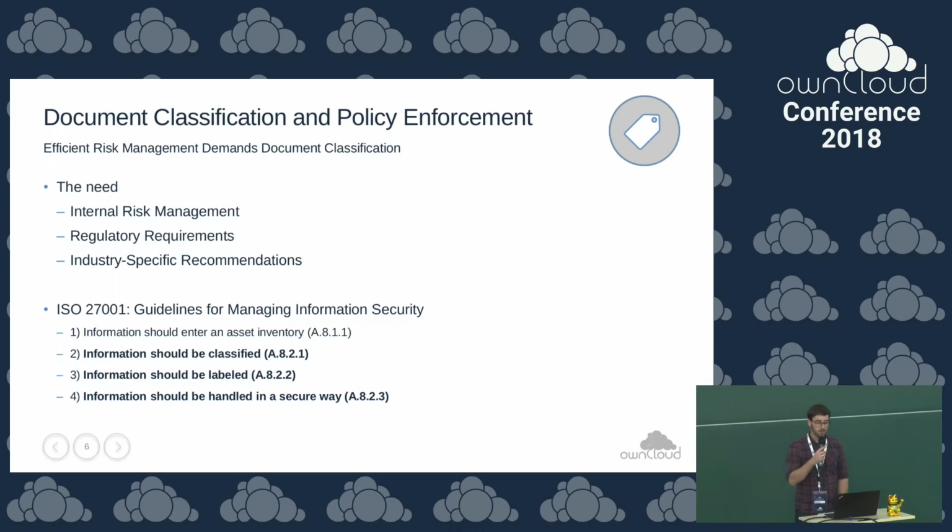So, as I said, ISO 27001 puts up some guidelines for managing sensitive information within a company. And that's these four. For the first one, we can't help much. That's outside of our realm, so to say. But the other three, like classifying information, labeling information so that users are aware of what they're dealing with, and then, of course, handling that information in a secure way. That's what we can support, so to say.